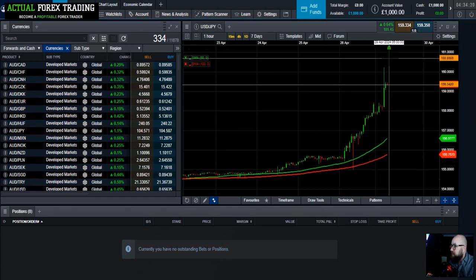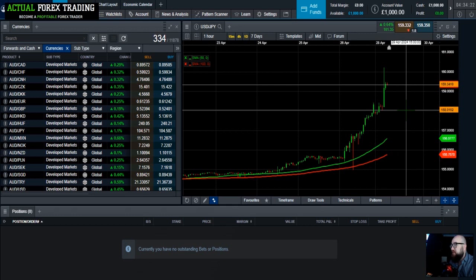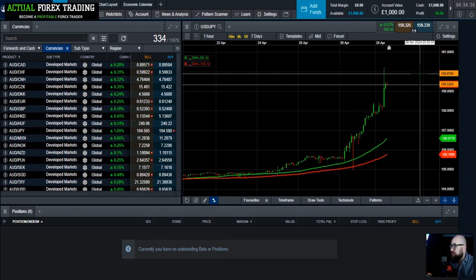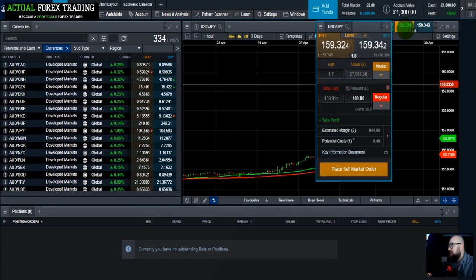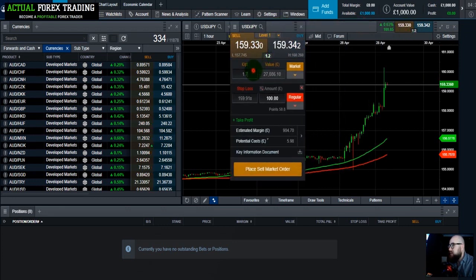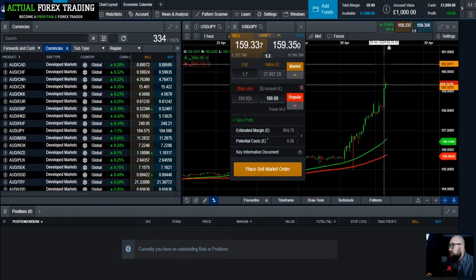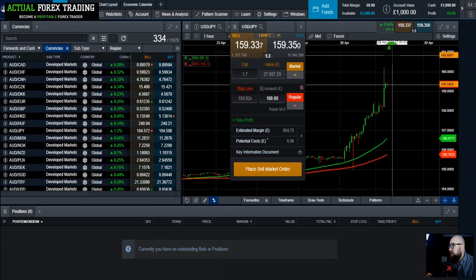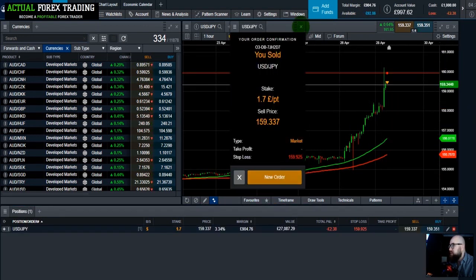This is Friday's price action. Markets have reopened on Monday. Prices spiked up. So I really want to go short now. We've reached this psychological level of 160. This pair is even more overbought than it was. So let's get into a trade, and let's do £1.70 per point. So my stop loss is around this spike up here, around the top of this spike. So let's get into that trade. So that position is now open.